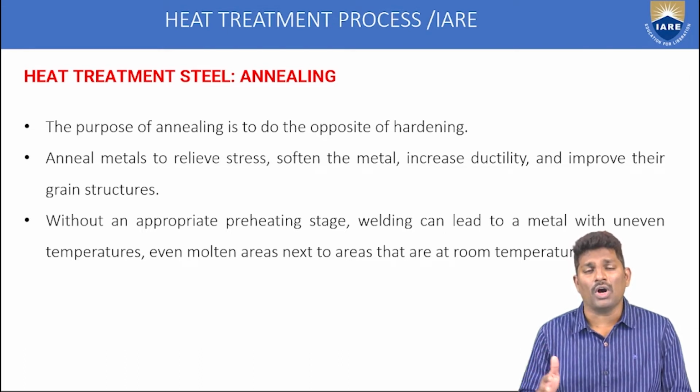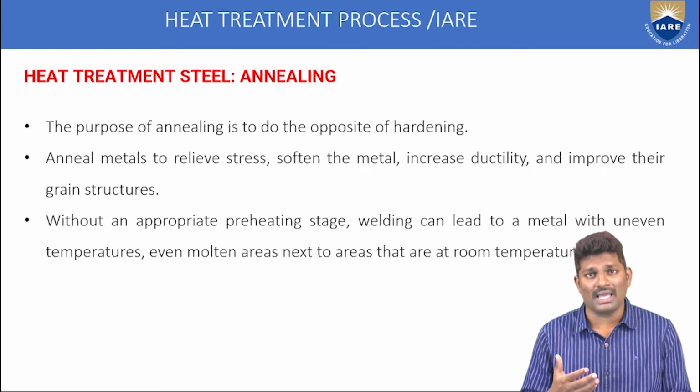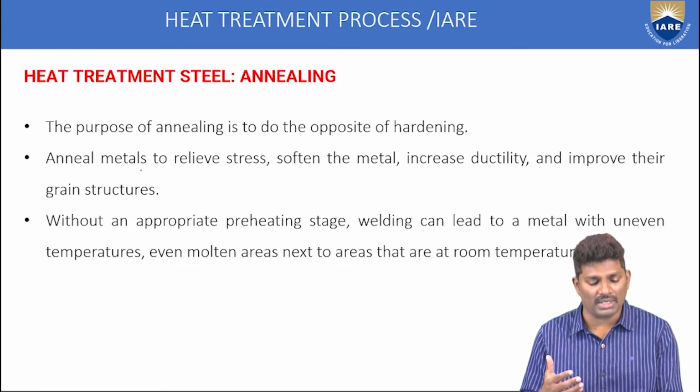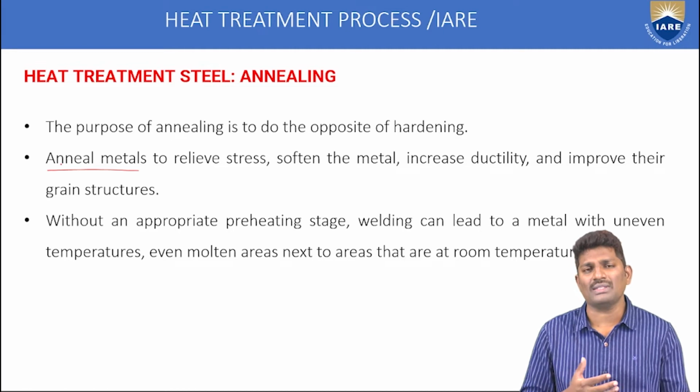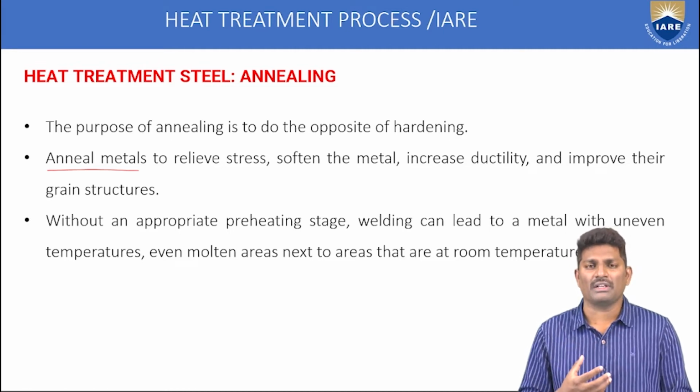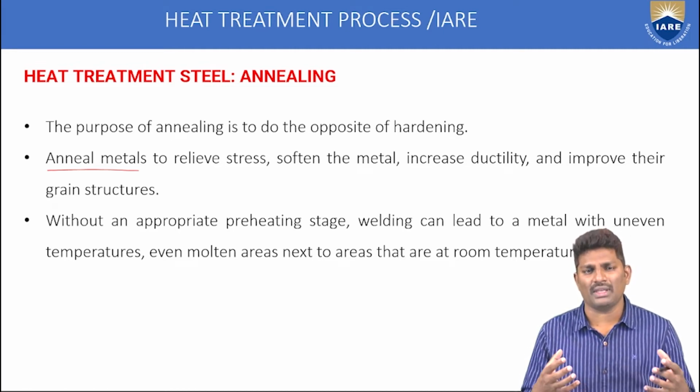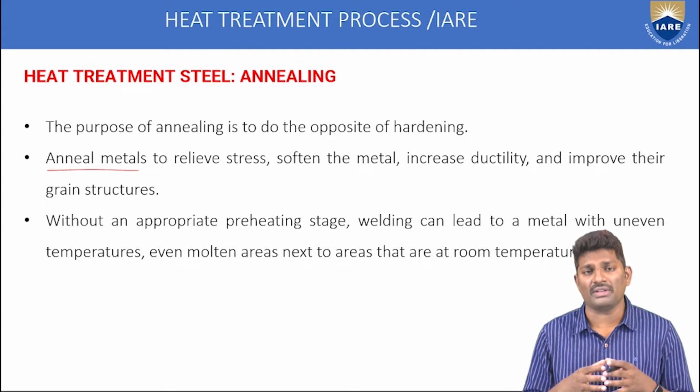It is to do the opposite of hardening. The main purpose of annealing is to do the opposite of the hardening process. That means annealing of metal relieves stresses. The raw material we are getting has a lot of internal stresses. These stresses have to be relieved. If these stresses are not relieved and we try to do any manufacturing, after some time cracks may form on the body of the material.